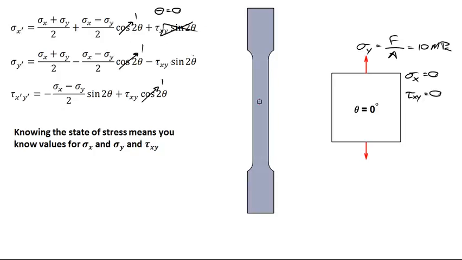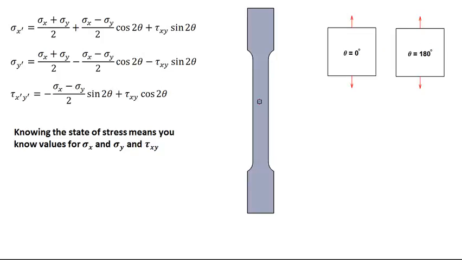And sine 2 theta is equal to 0, and these terms will fall out of the equation. We find that sigma x prime is equal to sigma x, sigma y prime is equal to sigma y, and the shear stress tau x prime y prime is equal to tau xy, of course, if we haven't rotated the element. The same thing is true if theta is equal to 180 degrees, simply because we've rotated it all the way around and the axes are in the same direction. And if we look at the differential elements, we do see that they indeed look identical at theta equals 0 and theta equal 180 degrees.